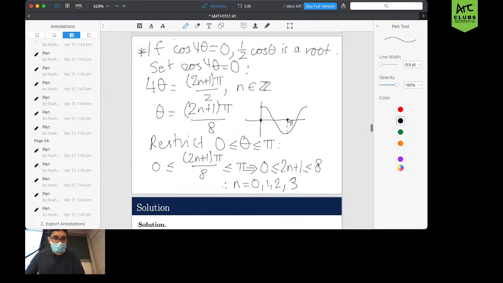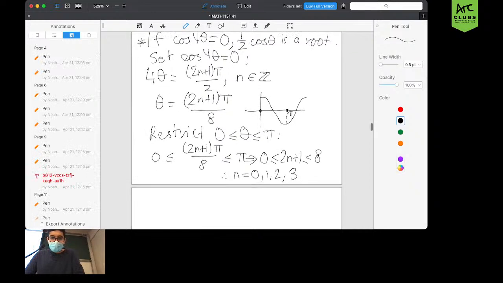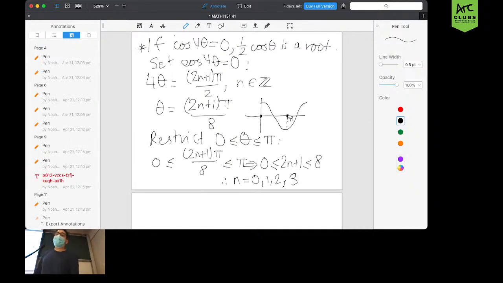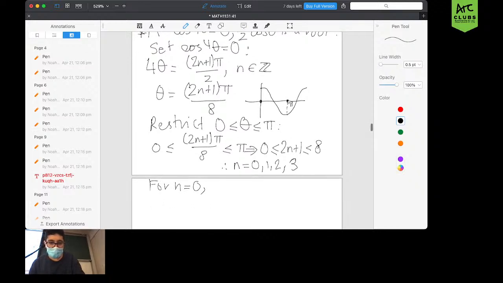Cool. I'm going to add another blank page. So, looking at the top of that page, we said by factor theorem that if cos 4 theta equals 0, then our roots are a half cos theta. Okay, well, for n equals 0, what's our value for theta? Well, we sub it into this, and we get theta would be equal to pi on 8.